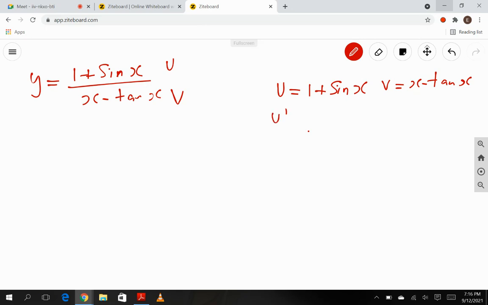So now what do we have? u prime is going to be what? So that 1 becomes 0, then sin becomes cos. Then for v prime, that x becomes 1, that tan becomes sec squared x. So it's 1 minus sec squared x.